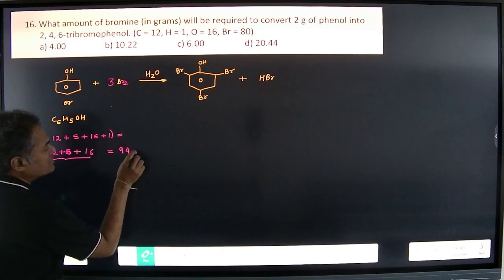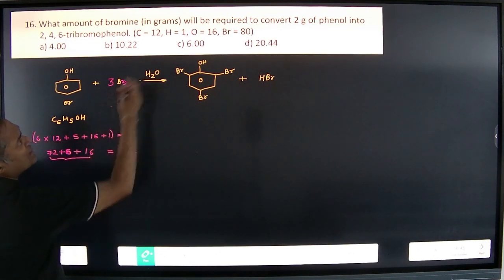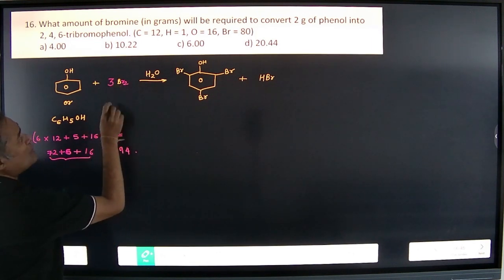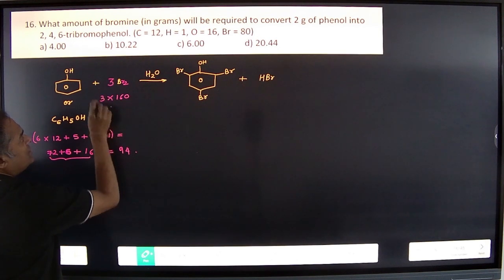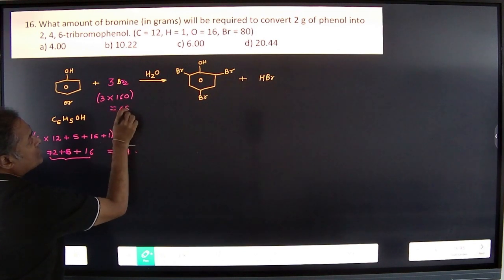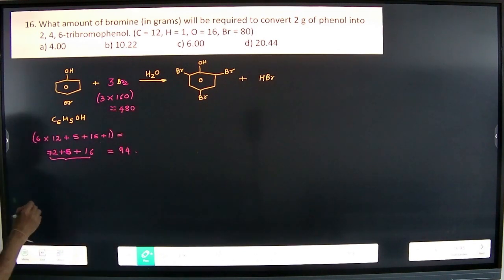Now, listen, over here one bromine has mass 80, but we have Br2, which will be 160, and 160 multiplied by 3, the answer should be 480, is it correct?